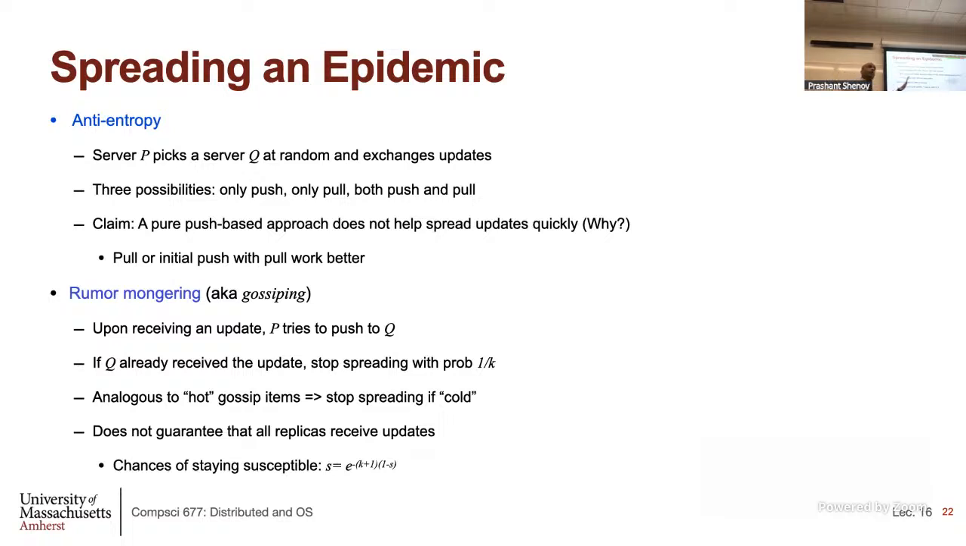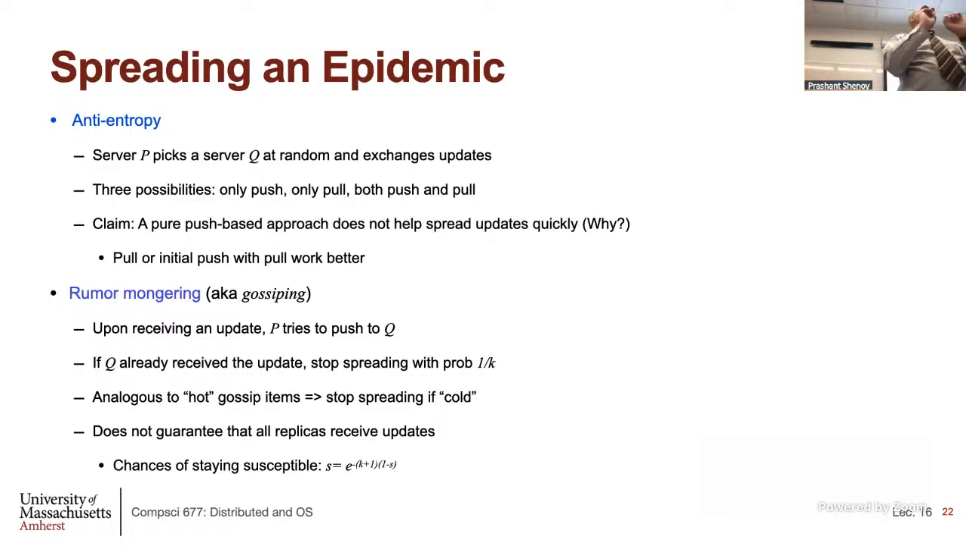Epidemic protocols in some literature are also called gossip protocols because they are very similar to how rumors or diseases spread. But let's start with anti-entropy. It's a peer-to-peer exchange to spread updates. A server P picks another server Q in our distributed system at random, connects to it, and then can do one of three things.